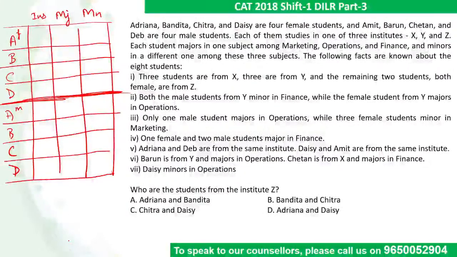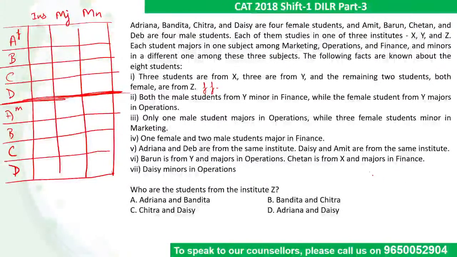So what is given to you is that 3 students from X, 3 from Y, and the remaining 2 students from both. So Z has 2 females, and the remaining 2 females are from these two, maybe 1 each, or 2 and 0. Both the male students from Y minor in finance, while the female student from Y majors in operations. So in Y you have 2 male students and 1 female student.